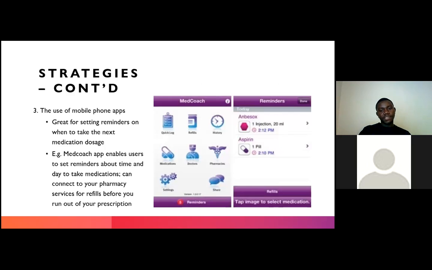Some apps are very useful. There's this one app called Midwatch, but I think it's for pay, unfortunately. It sets reminders on when to take the medication dosage. It also connects your pharmacy so you can actually make your refills through the app before you run out of your prescription. Very useful.